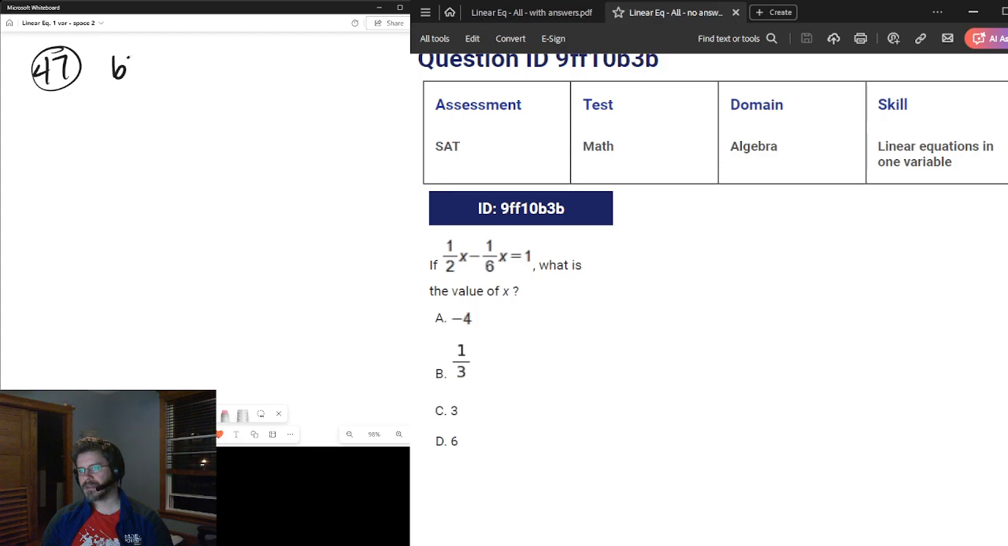All right, we got B3B as our ending code. 1/2 x minus 1/6 x equals 1. What is the value of x?